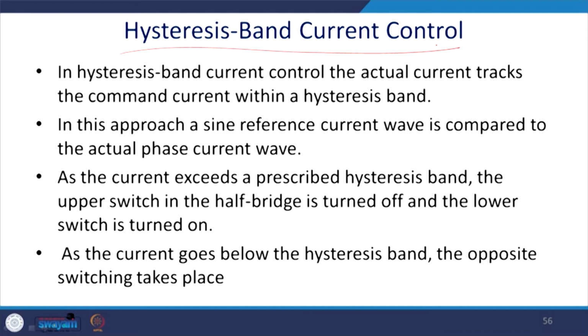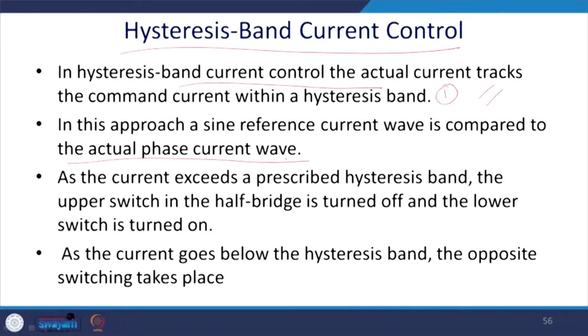The hysteresis band is a current control technique. In the current control, the actual current tracks the commanded current within a hysteresis band. This hysteresis band can be a proportional band, or an algebraic band, or you can have a constant band. In this approach, a sine reference current is commanded to the actual phase current waveform. We shall see what that means.